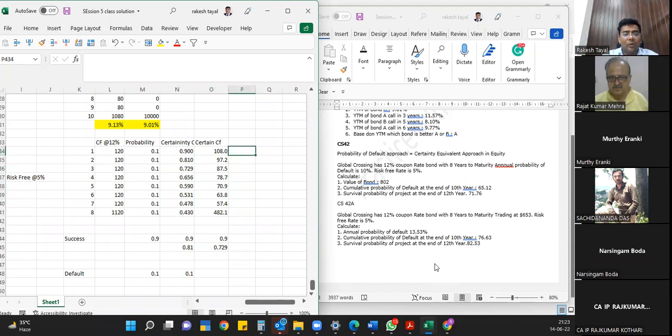एंड नाउ क्योंकि मैंने सर्टेनिटी निकाल ली है, so I will discount it at what rate? 5%. रिस्क फ्री रेट 5%। What is the value of bond?